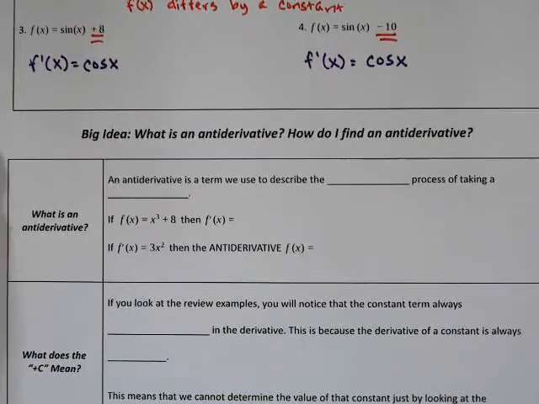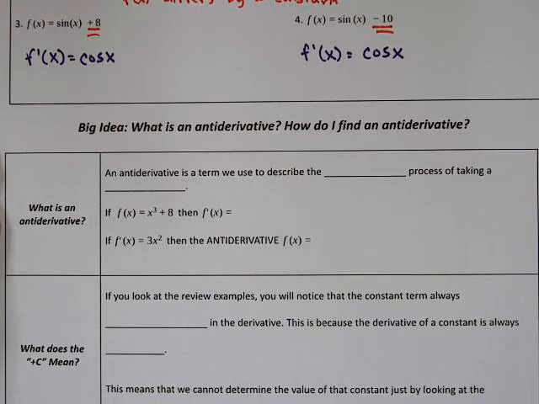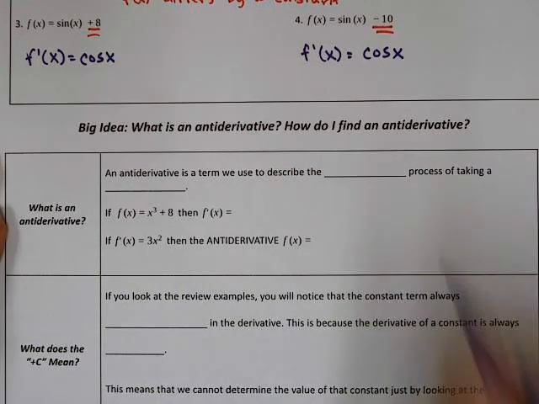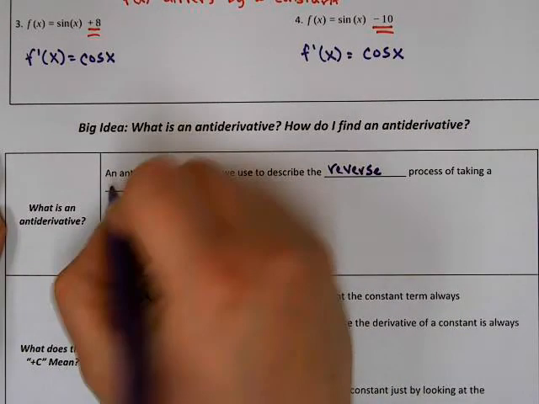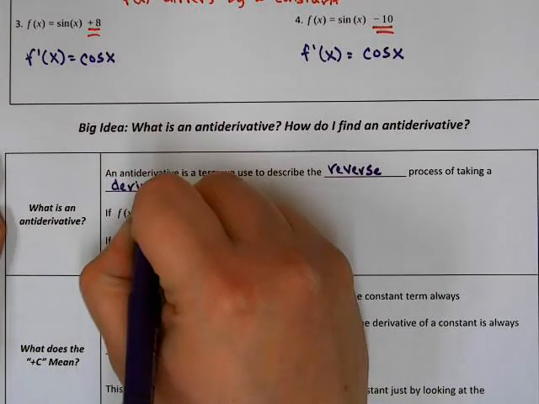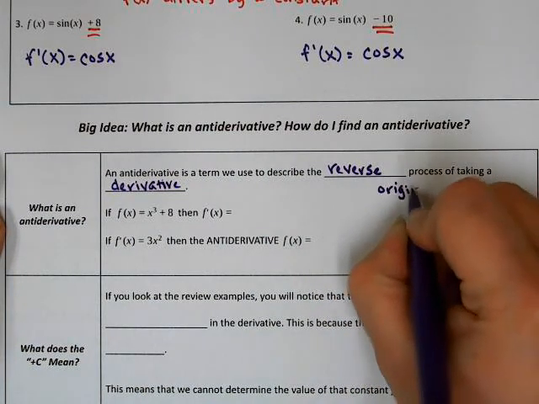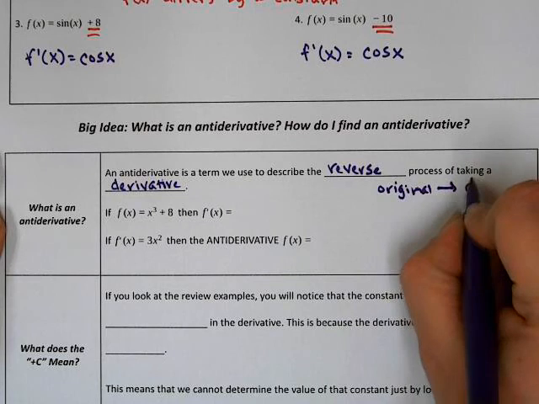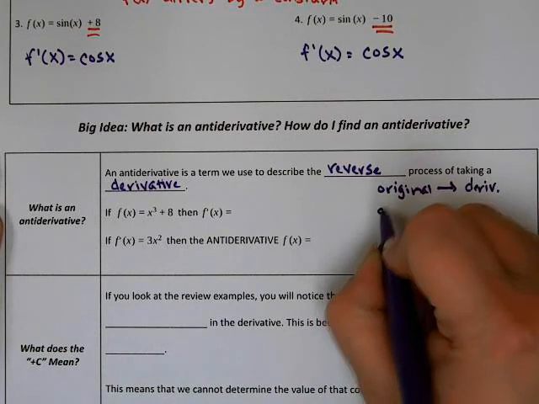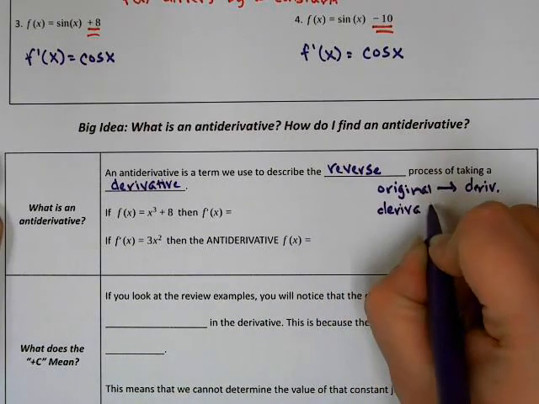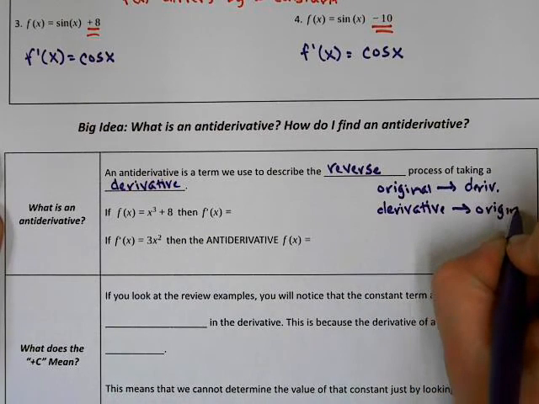So the big thing we really need to discuss here is what is an antiderivative and how do I find it? An antiderivative is a term we use to describe the reverse process of taking a derivative. So usually we give you an original function and you find the first derivative, or the second or the third or whatever we ask you to find. Well, now we're going to be giving you the derivative, and we're going to be asking you to find the original function.